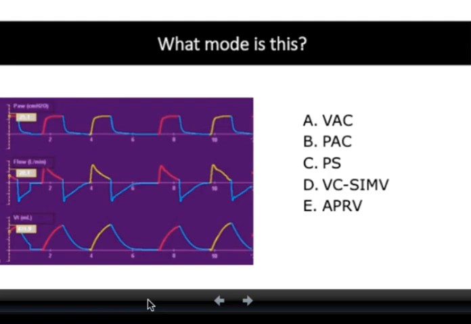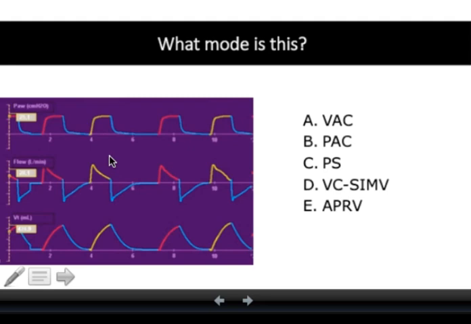So the way to determine that is to look at the pressure time scalar. And if the pressure time scalar waveform has a square shape, that is a pressure controlled ventilation. So we know this is a pressure controlled ventilation. Now we need to decide, is it SMV versus assist control?